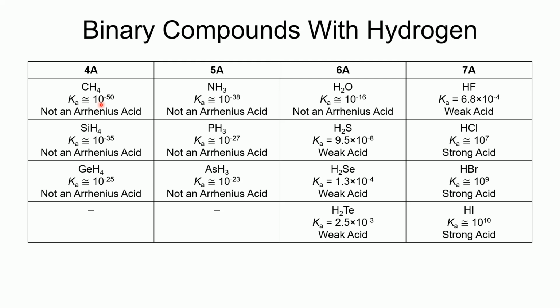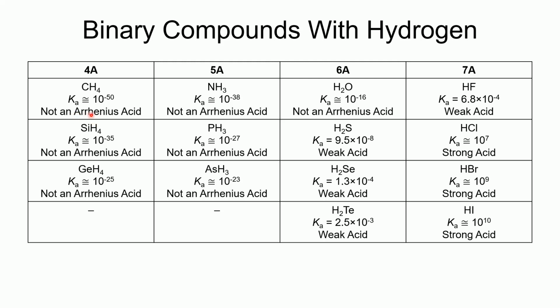Again, as we go down this column, you'll see that those Ka values get smaller. SiH4, it's even worse than methane. This is called silane. If you put it into water, it starts reacting with oxygen in the air. So it's impossible to measure this number, but we can get that number based on energy differences. So that's what all of these numbers are.